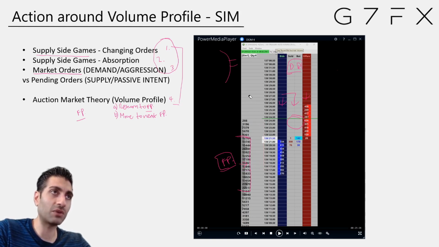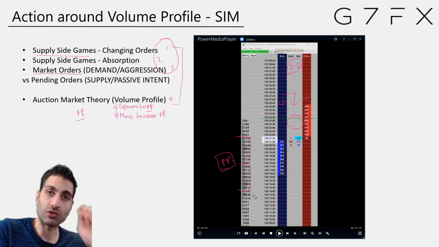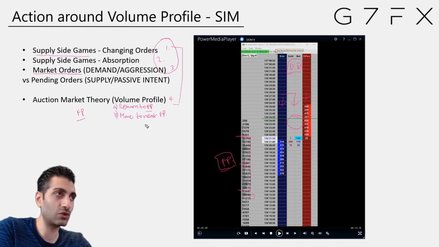Is how is the market responding around fair value? So even here, for example, same thing. I know I keep repeating myself, but hopefully you can see I'm doing it for your own good, so the concept is just well ingrained in you. If we come out, remember, what's the two things it can do? Return to fair price or go to the next area of fair price.